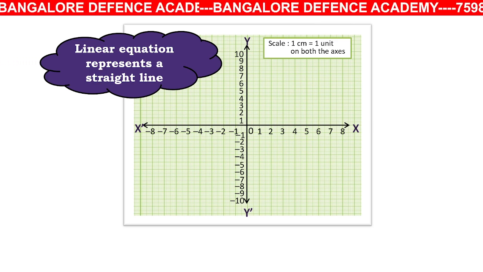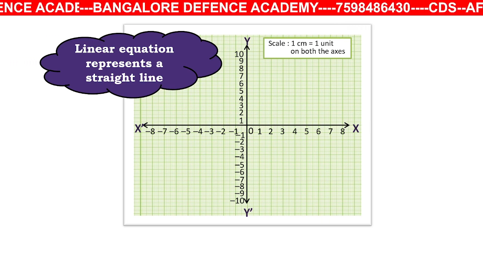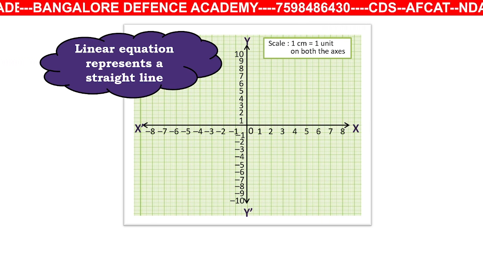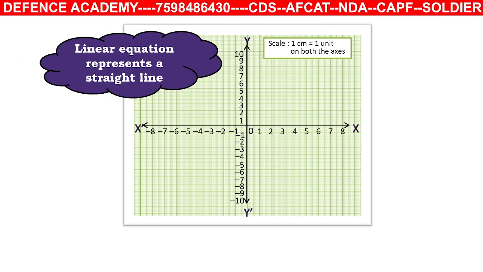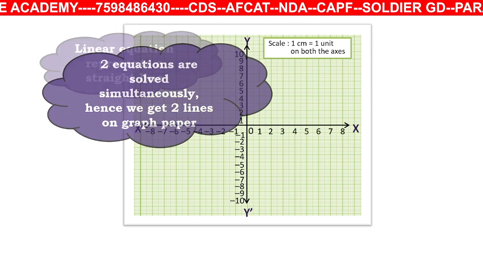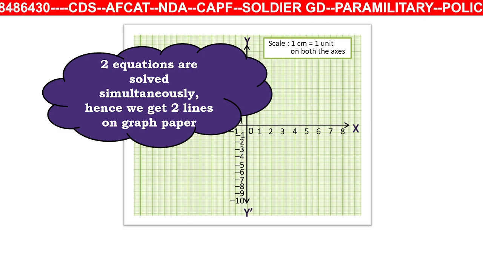A linear equation represents a straight line. This point is very important because in 11th standard you will be studying a separate chapter called straight line, where you are going to use all the equations in linear form. Next, when two equations are solved simultaneously, we get two lines on the graph paper.